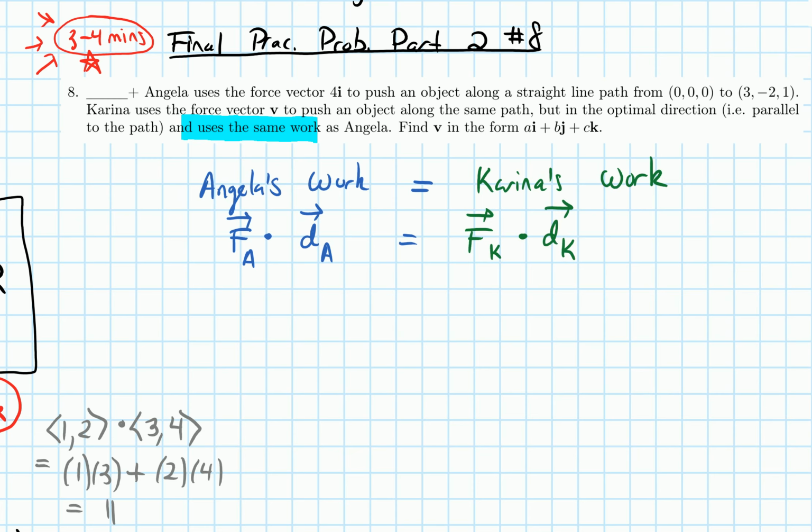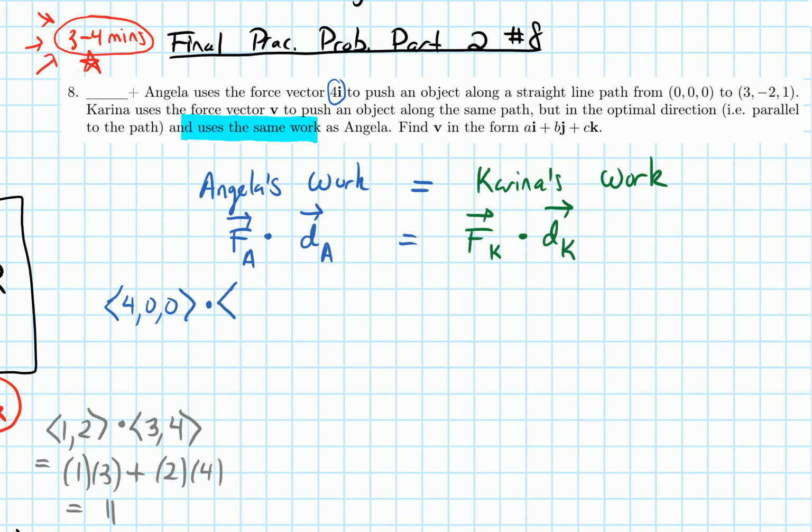Okay. So Angela's force vector was given to us. Angela's force vector was 4i. This was her force vector. I'm going to write that in this bracket notation. That's 4, 0, 0. And we need to dot that with her displacement vector. So she's moving this object from the point 0, 0, 0 to the point 3, negative 2, 1.